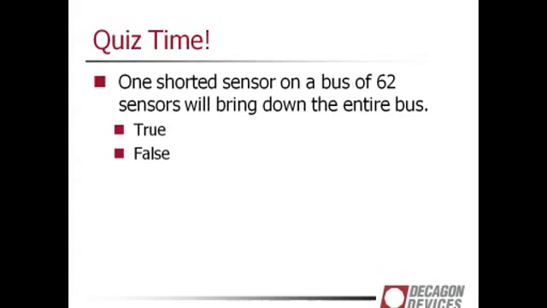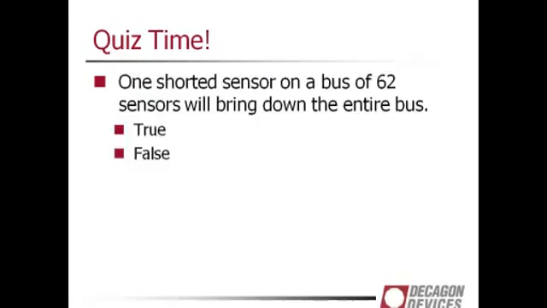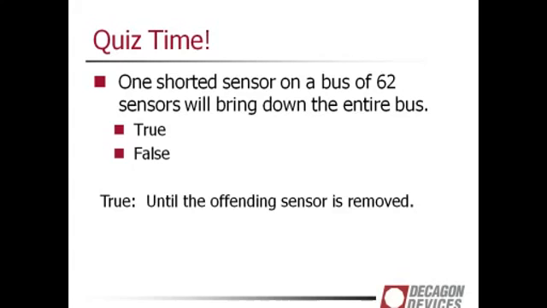Next question. One shorted sensor on a bus of 62 sensors will bring down the entire bus. True or false? I'll give you guys a few seconds to answer this. Okay, this is true. One sensor failure will bring down all of your sensors.